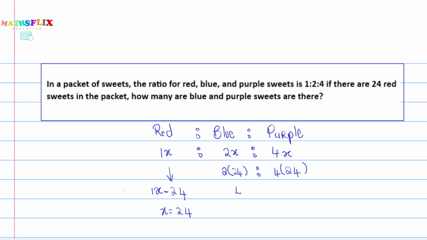Wow. So there are 48 blue sweets. And then we have 96 purple sweets. And that, my kids, is how you do ratios.